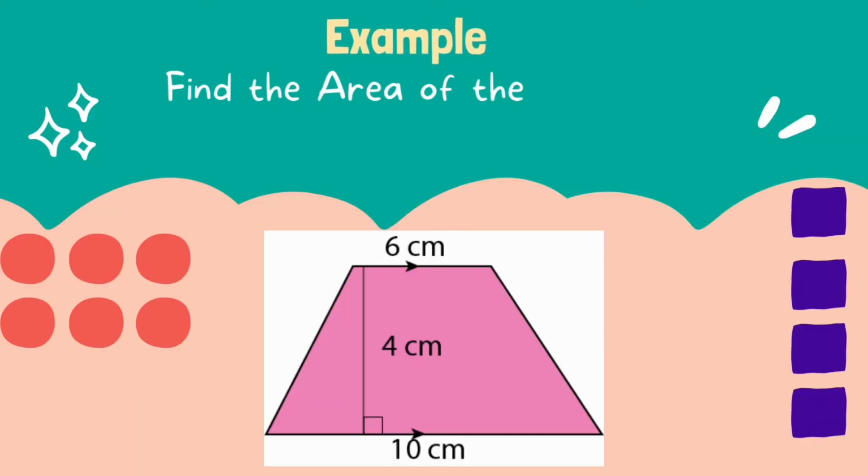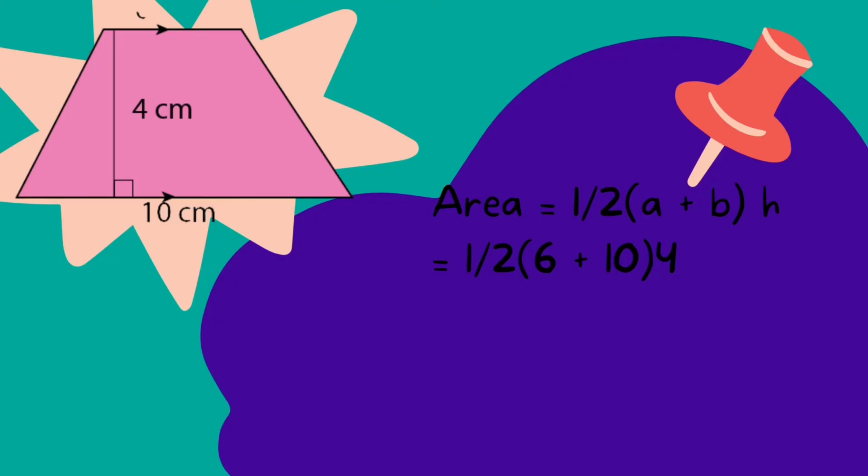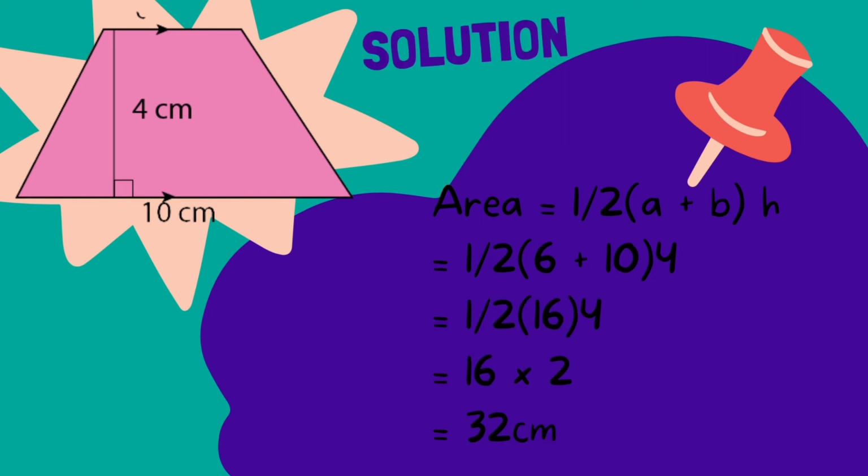So let's take an example to explain how to use this formula. You are told to find the area of this trapezium, whose parallel sides are 6 and 10, and has a perpendicular height of 4 centimeters. The solution: area will be equal to half bracket 6 plus 10, which is the length of the parallel sides, times 4, which is the perpendicular height. And when you evaluate this, you are going to have 32 centimeters squared as the area of the trapezium.